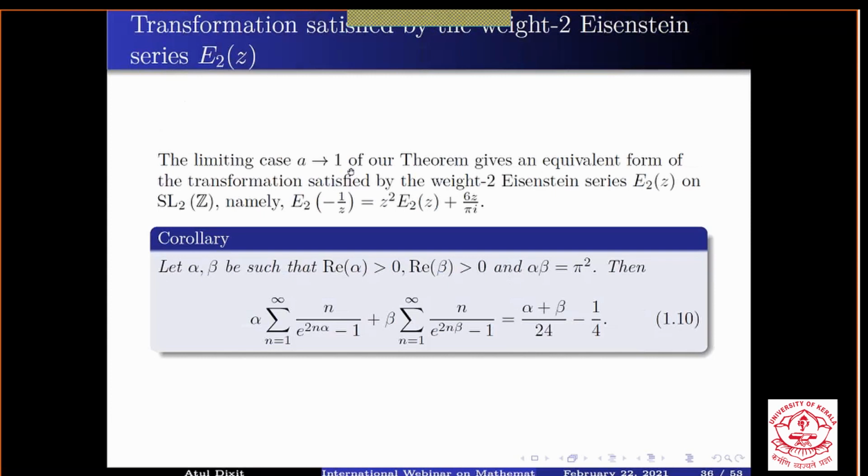So when we take a tending to 1, a is any complex number in our case, right? You have n to the a upon e raised to ny minus 1. y I'm taking as 2 alpha, and then I'm taking alpha beta as pi square. Okay, so when you let a tend to 1, you actually get this transformation formula for E2. E2 is the quasi-modular form. Why is it quasi-modular? Because if it were a modular form, this term would have been absent, but this is not absent.